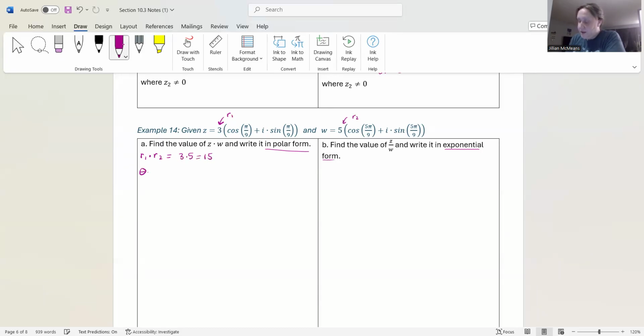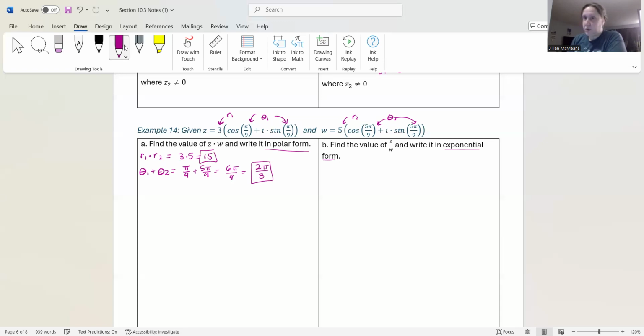Okay. I then take theta 1 and I add theta 2. Okay. Well, we're going to call this theta 1. So that means this is also theta 1. And then we're going to call this theta 2. Okay. So we're going to take pi over 9 plus 5 pi over 9. That gives us 6 pi over 9, which is going to reduce. Remember, 6 and 9 have a 3 factor that can be divided out. This is going to be 2 pi over 3.